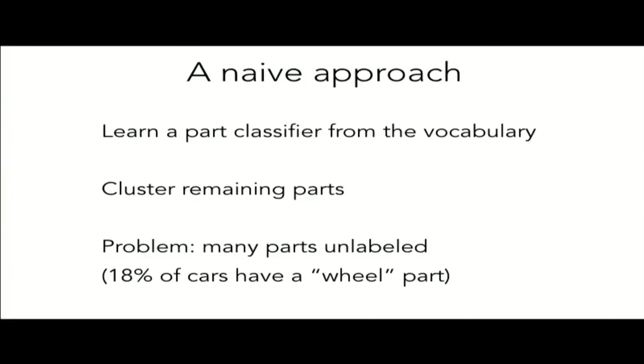And the problem with that is that the positive labels are often very sparse. So 18% of the cars have something called a wheel, even though they basically all have wheels. And that's one of the more common names. There are other names that are even rarer. So it would be really good to leverage the unlabeled wheels.